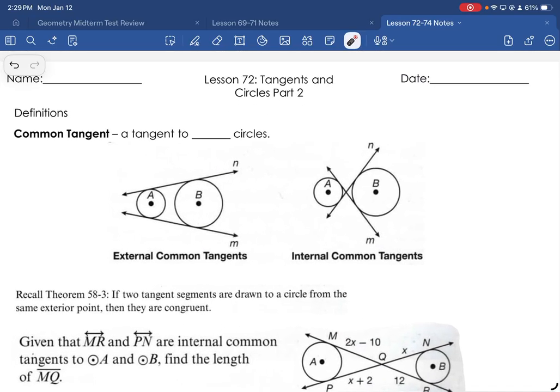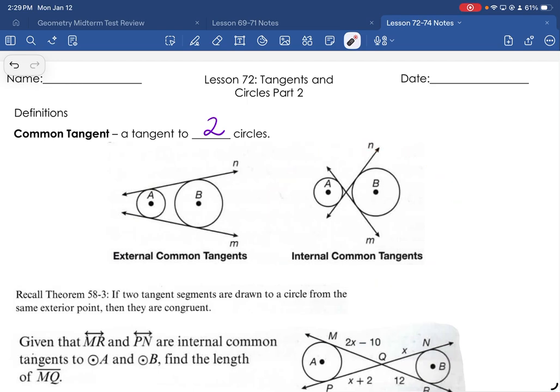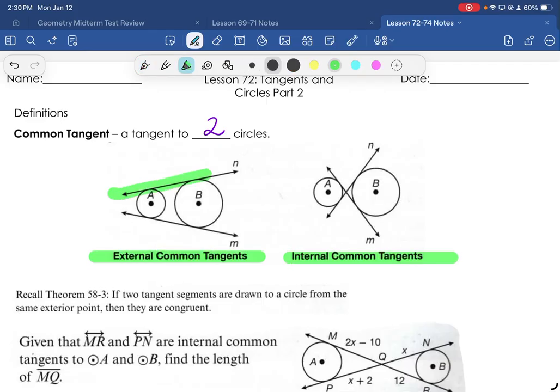Tangents and circles, part 2. Let's start with the definitions. We have a common tangent, which is a tangent to 2 circles. Notice down here, we have external common tangents. See the 2 circles? And we have internal common tangents. So you'll notice, and I'll highlight these, external, internal. External is on the outside, makes sense. Internal is on the inside. But regardless, they're both tangents and both circles share them.